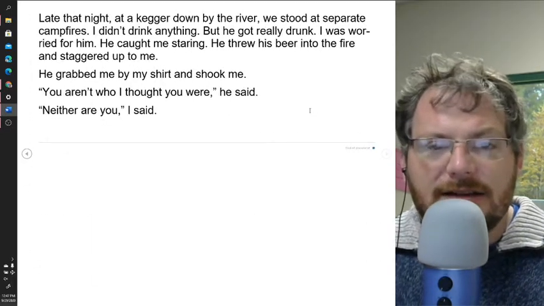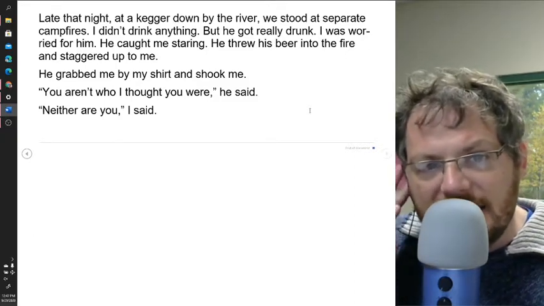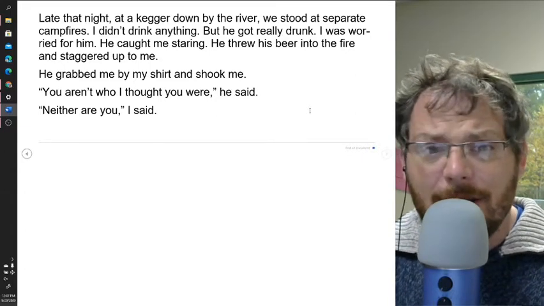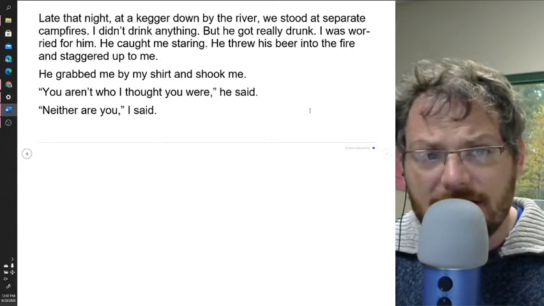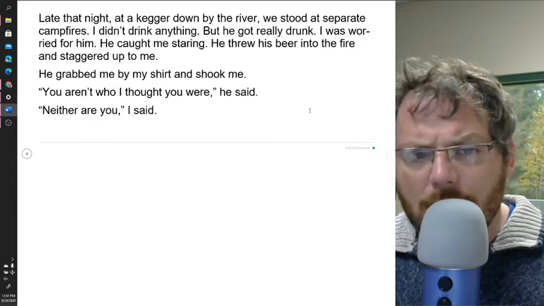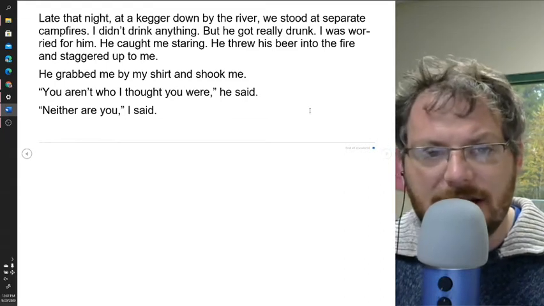Late that night, at a kegger down by the river, we stood at separate campfires. I didn't drink anything, but he got really drunk. I was worried for him. He caught me staring. He threw his beer into the fire and staggered up to me. He grabbed me by my shirt and shook me. "You aren't who I thought you were," he said. "Neither are you," I said.